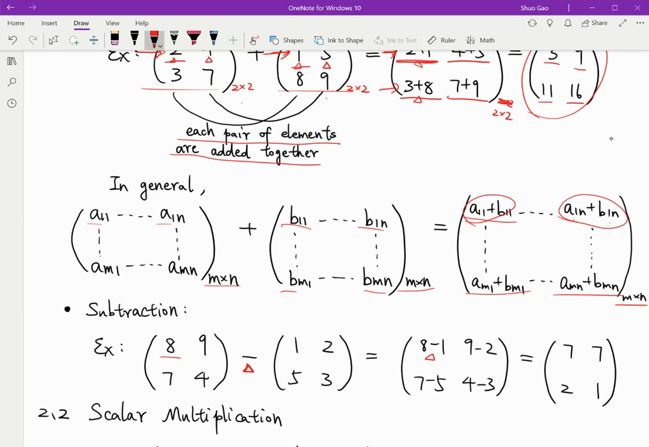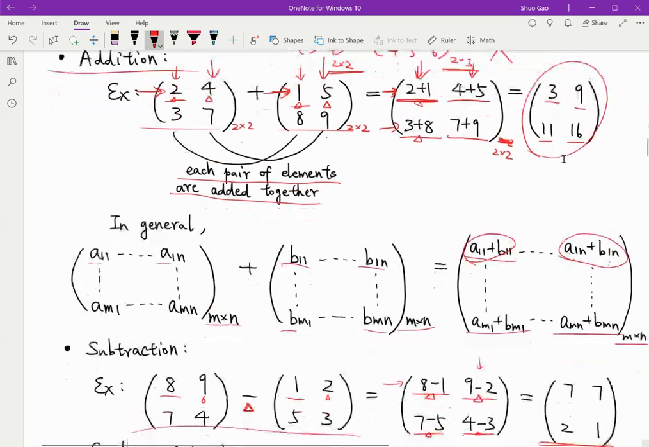The pairs at the corresponding locations are subtracted. The second element here, the first row and the second column, should be 9 minus 2, right? 9 minus 2 in the same location. And again, this is 7 minus 5. This is 4 minus 3, right? So the resulting matrix should be 7, 7, 2, and 1 by just calculating inside the matrix. So this matrix is the subtraction of the two matrices here.